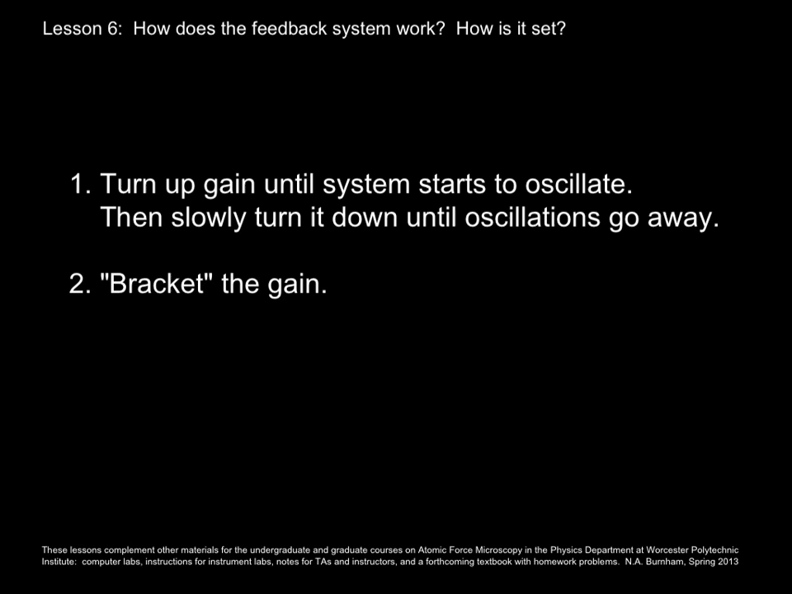There are two main methods of setting the gain. One is to turn up the gain until the system starts to oscillate, then slowly turn it down until the oscillations just go away. The second is to bracket the gain, and if you've been involved in photography, you might know this word. What it means is if you've got a special subject you want a really good picture of, you take a bunch of different pictures at different camera settings, and you start, say, with the f-stop too low. You know it's going to be too low, and then you systematically go up in f-stop until you know the f-stop is too high.